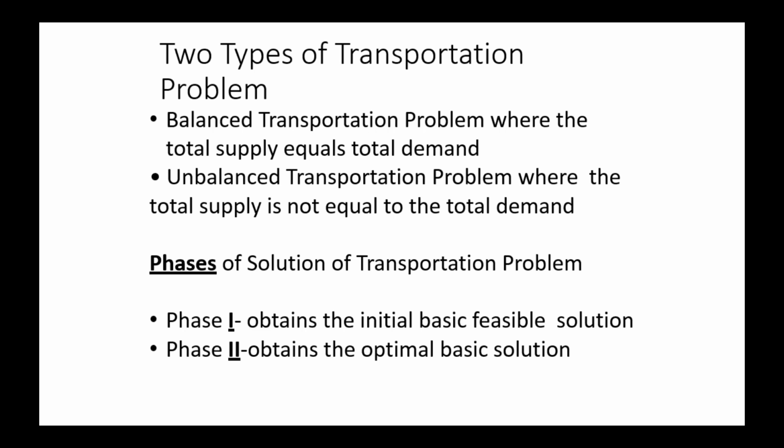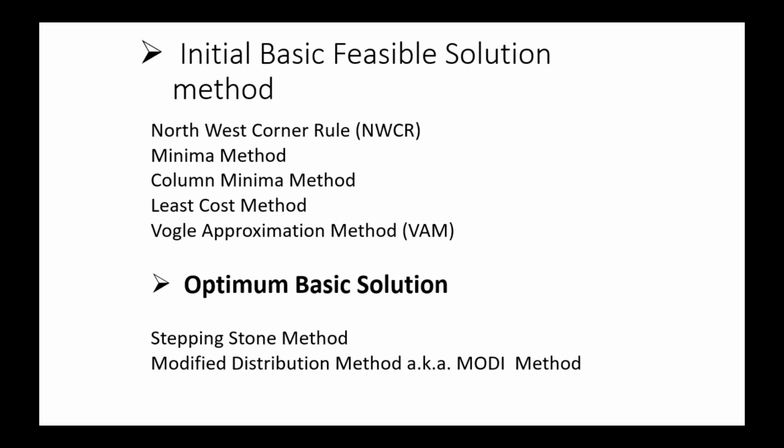Then let's look at the phases of solution of transportation problem. Phase one obtains the initial basic feasible solution, while phase two obtains the optimal basic solution. So this is it. For the initial basic solution, we talk of the northwest corner rule, the minimal method, the column minimal method, the least cost method, and the Vogel approximation method.